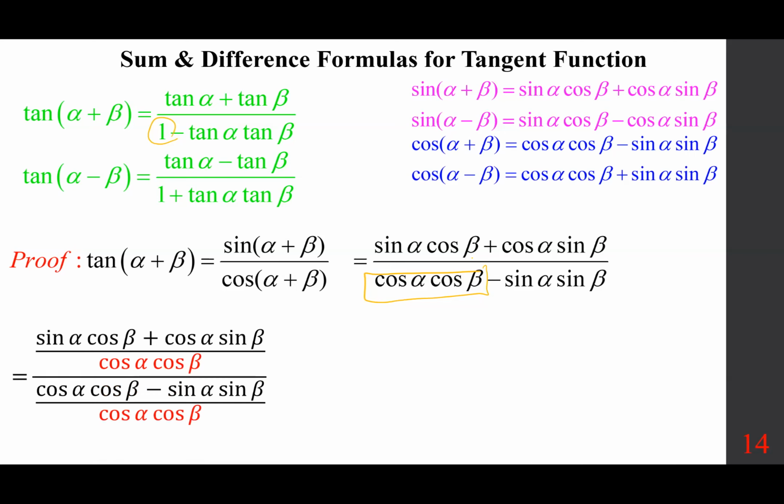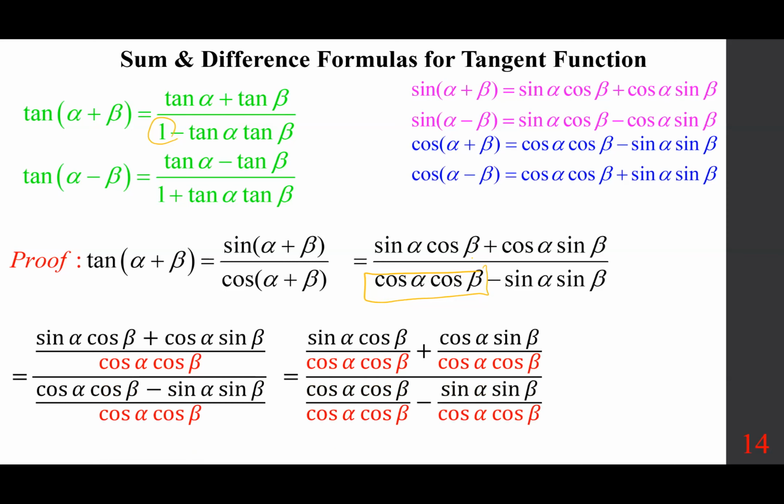We are dividing everything by cosine alpha cosine beta. In the numerator, we make up 2 fractions. In the denominator, we make up 2 fractions. And now we simplify. This one cancels out this one. This one cancels out this one. This whole thing cancels out this whole thing, which gives us 1.